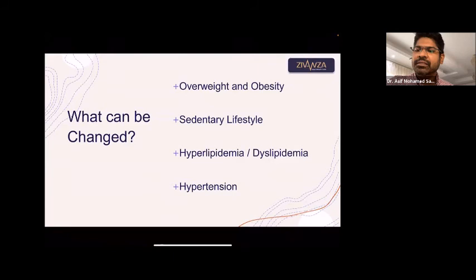Why is prediabetes so important? Because it's like a fork in the road of diabetes. At that fork in the road, if you are able to make timely changes, you can go back to normalcy.